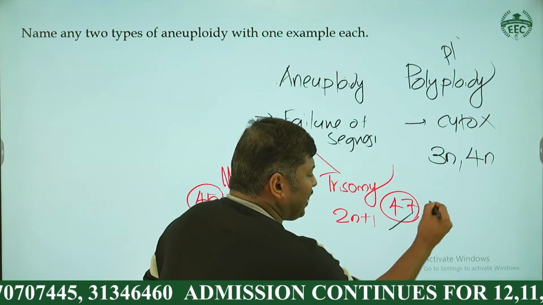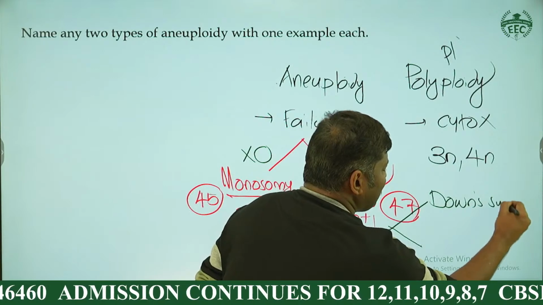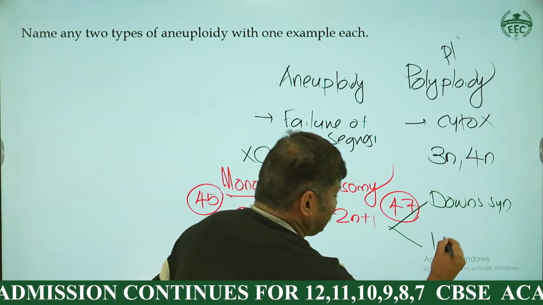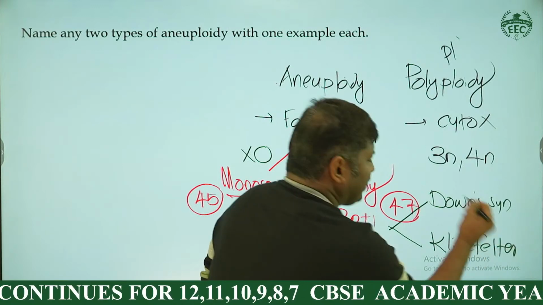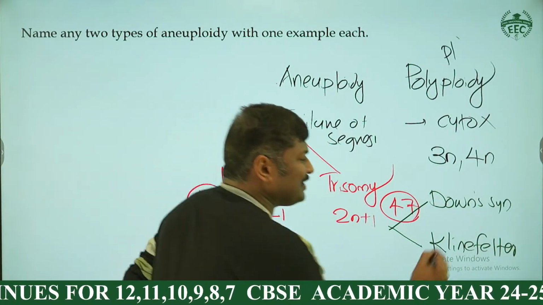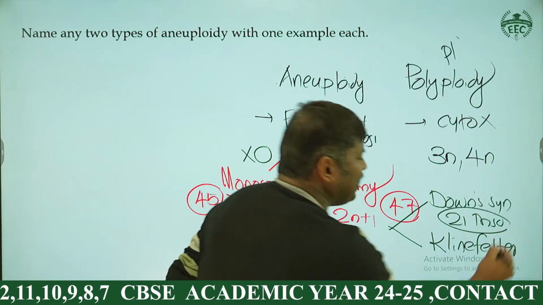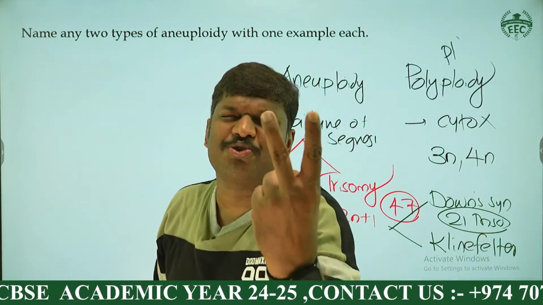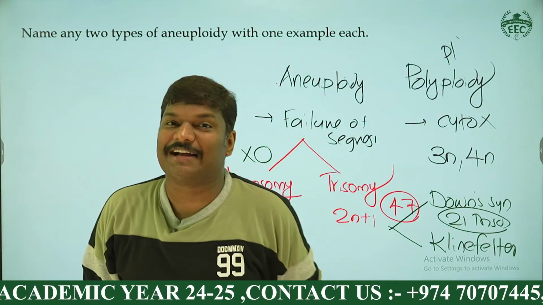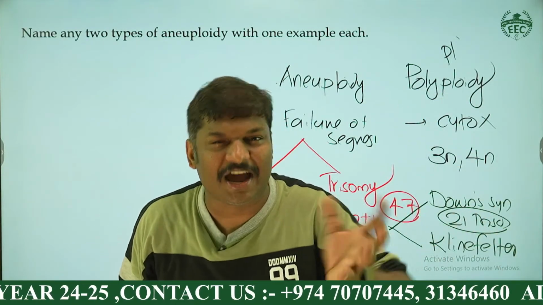Trisomy. There are two examples, my dear student. One is called Down syndrome, and the other one is called Klinefelter syndrome. And you know, Down syndrome is an autosomal chromosomal disorder. That's why it is also called 21 trisomy. Why is it called 21 trisomy? In the 21st chromosome, instead of 2, there are 3 chromosomes, and that is what we call an autosomal issue. That's why both males and females are affected, my dear student.